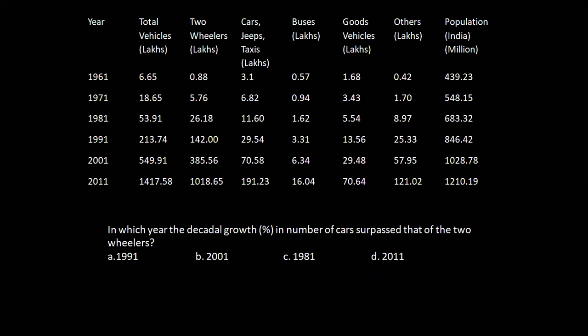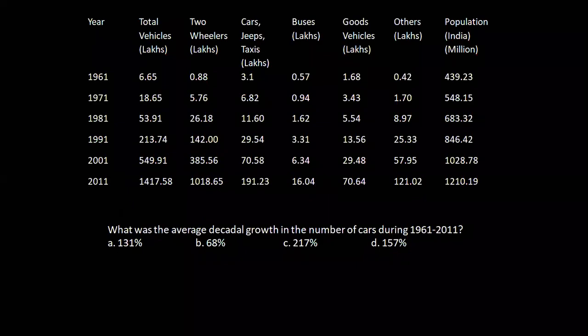So the first one was dealing with population, the second one was dealing with the two-wheelers details. Let's move on to the third question of the same table. What is the average decadal growth? The three questions are of a similar kind. That is average decadal growth. Here, we have to see the decadal growth, but it should be the average.